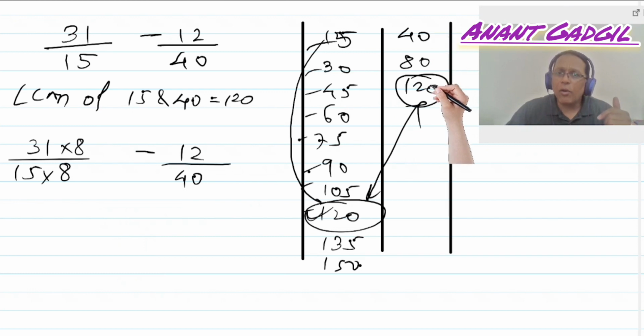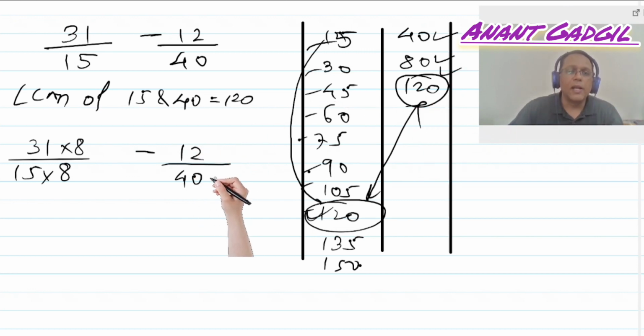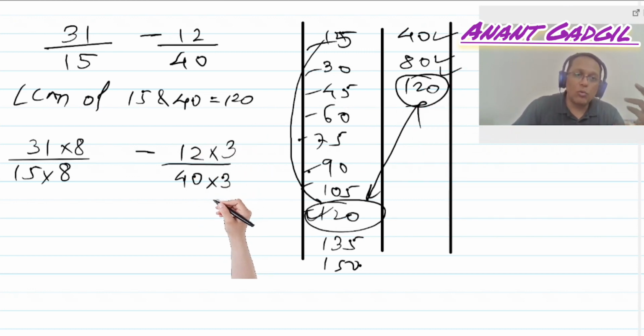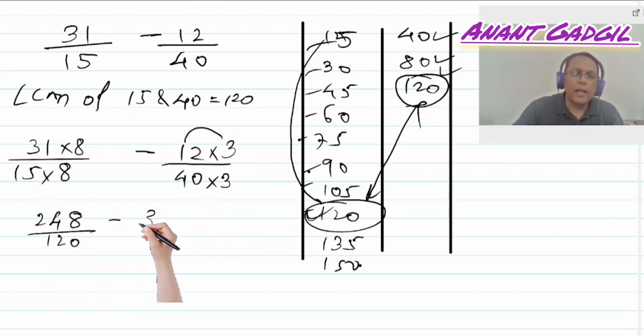And for 120, I have to multiply by 3. It was the third number in the table of 40, right? So I have to multiply the denominator by 3. So I have to multiply the numerator also by 3. Now 31 times of 8, I am multiplying 31 and 8. It becomes 248. 15 times of 8 is 120, minus 12 times of 3 is 36, divided by 120.